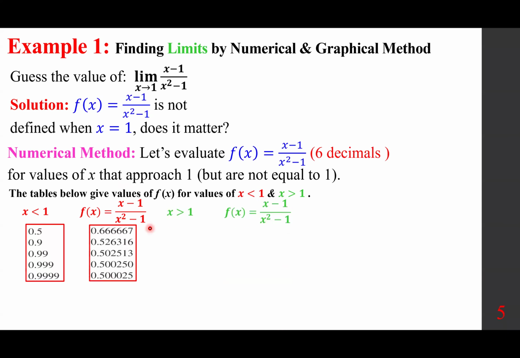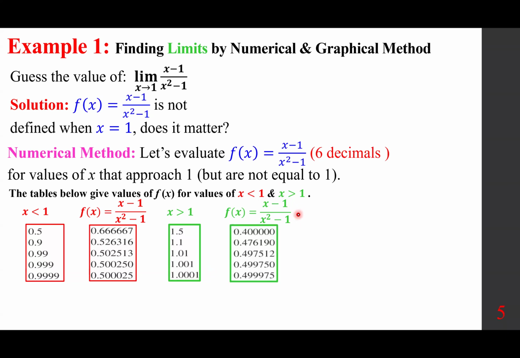For x larger than 1, for example, 1.5 is way too far, even 1.1 is too far. So 1.01, and as you add more zeros, you have to put a 1 at the end, because if you don't put any 1, it's still 1 and that's not acceptable. It's close to 1. This is the closest one. You put it into this expression and evaluate.